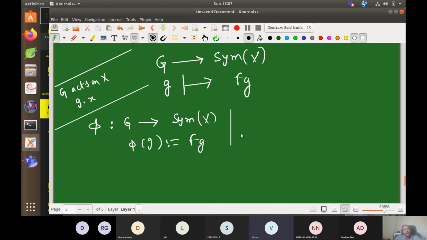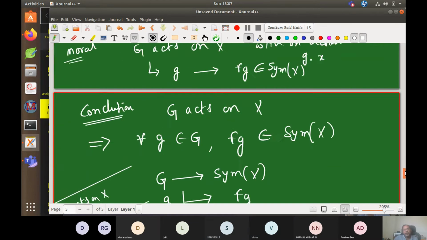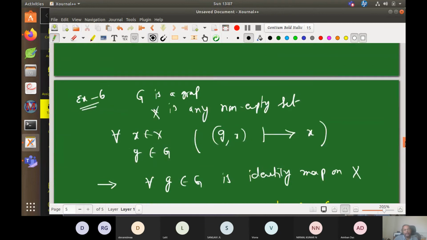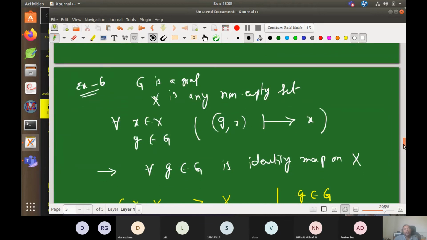Is it a bijection? It will not be a bijection. Is it correct or not? See, what is the example? The example which you gave. One girl already told, I'll come to her in a while. What about your example?